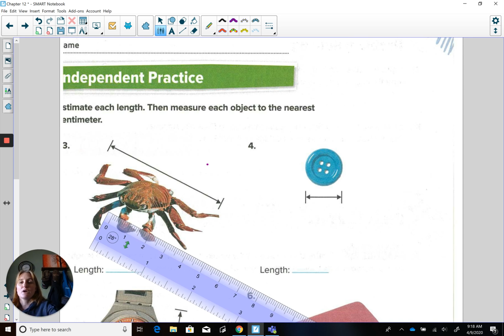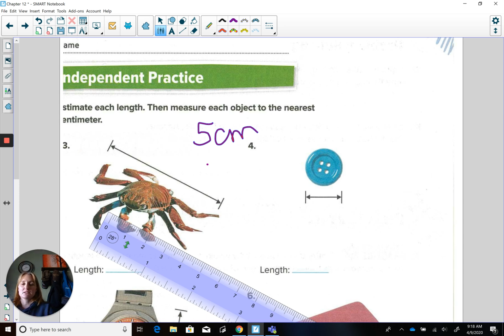But remember, we always want to estimate the length first and then measure the object to the nearest centimeter. So the estimated length, that looks bigger than my grasshopper. So I don't think it's going to be 3 centimeters. I'm going to say bigger than that. What about 5 centimeters? Because I don't think 4, looking at the centimeter marks, that it would be 1 more.